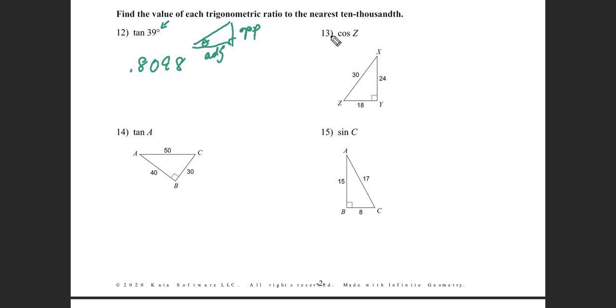All right, let's take a look at 13. So cosine of Z. If we want to set this up, we've got to know what cosine is. So we can always use SOHCAHTOA.